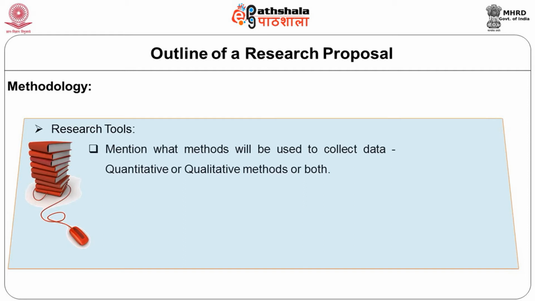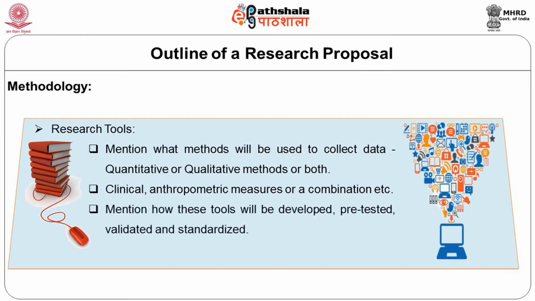Along with this, you should also mention the clinical or anthropometric measures, or a combination of other activities that you would take, or would you involve lab studies, clinical studies, biochemical parameters, or anthropometric measures, and to assess these, what are the various methods or scales that you are using. All those things should be mentioned in this. Then mention how these tools will be developed, pre-tested, validated, or standardized, as I told you earlier.